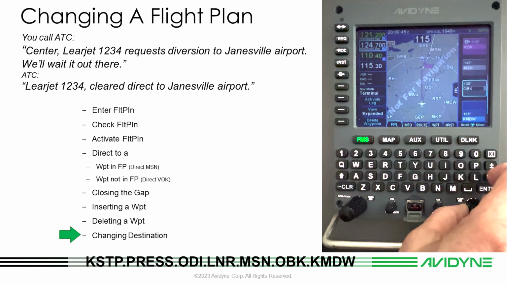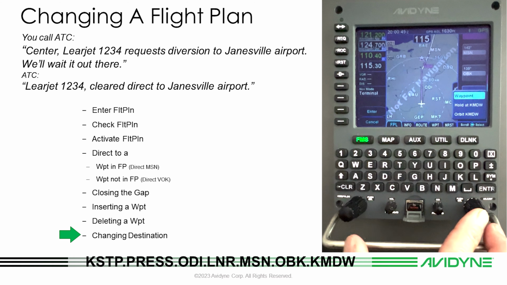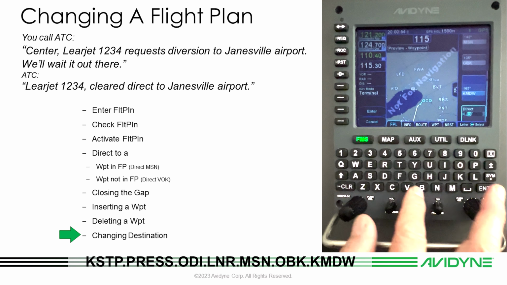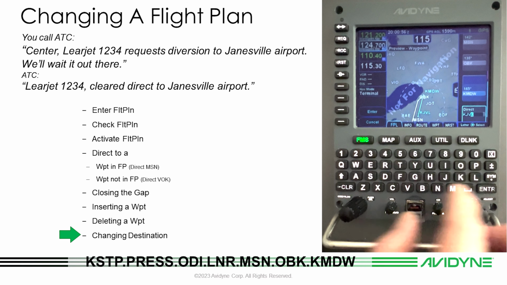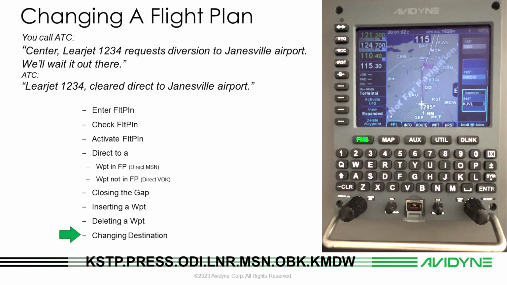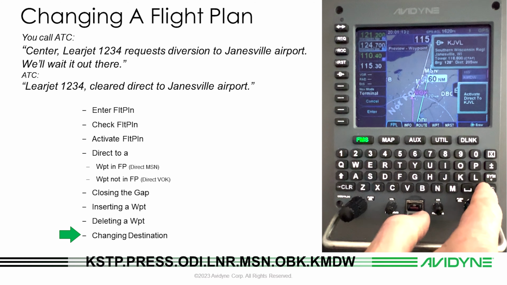In this case, we can simply move the cursor to the end of our flight plan, push the right FMS knob twice, and enter the new destination. As we type KJV, Geofill adds the L for us, so all we need to do now is confirm by pushing the FMS knob again. While Janesville Airport is still highlighted, simply hit direct to and the enter button twice to confirm.